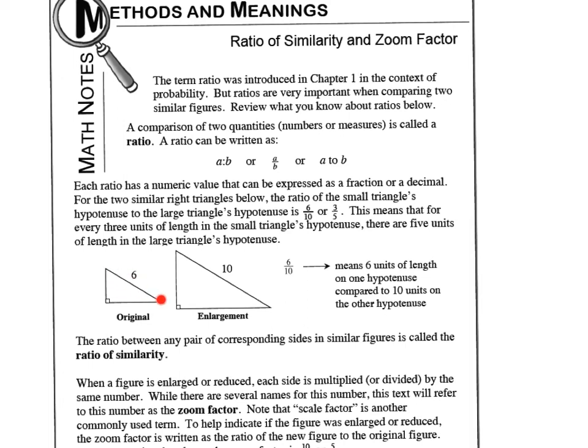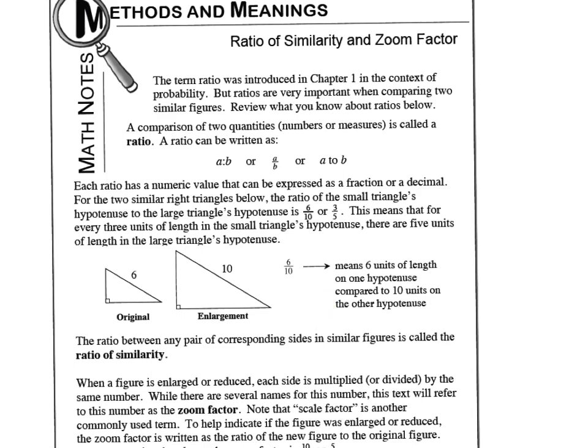And so here's one of the hypotenuse of the smaller triangle, and the enlargement is 10. And we write that as a ratio of 6 over 10. We're saying 6 corresponds to 10. And so the ratio between any pair of corresponding sides in similar figures is called the ratio of similarity. So this right here is called the ratio of similarity. We did that in the previous problem. If you go back, we did 24 divided by 8, and that was 3.